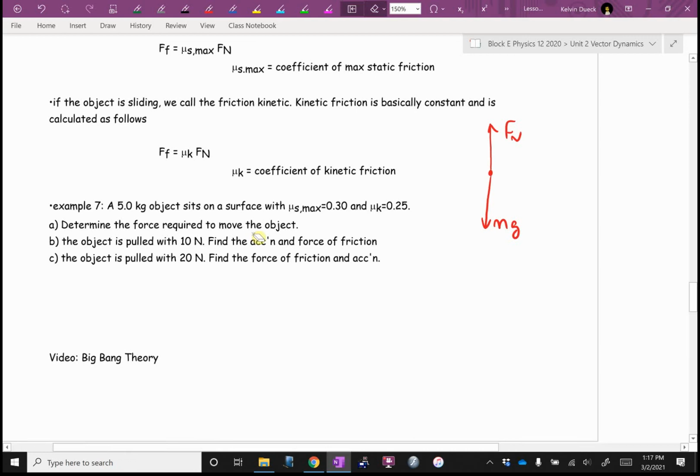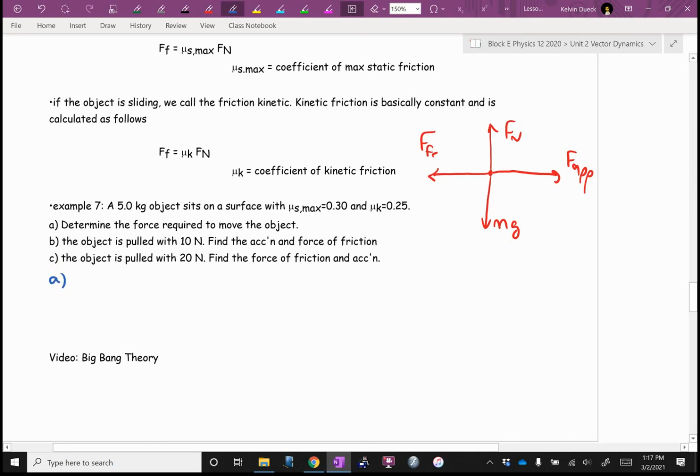It wants the force required to move the object, so I guess it's asking us to figure out this applied force. But what force are we missing from our free body diagram? Friction. I'm just going to label it as friction, and I'm going to say static if we're not moving, kinetic if we are moving, and I'll flip-flop between the two. What does A want me to say? Can you read it to me again? Determine the force required to move the object.